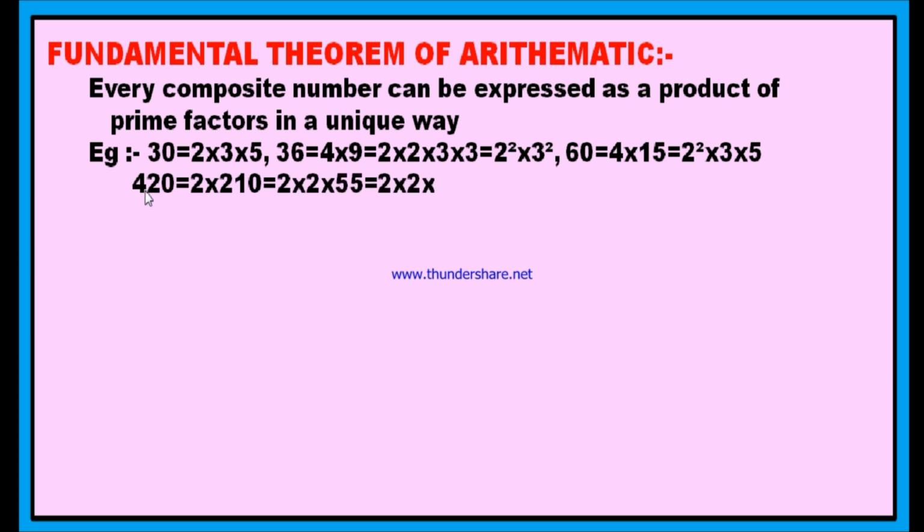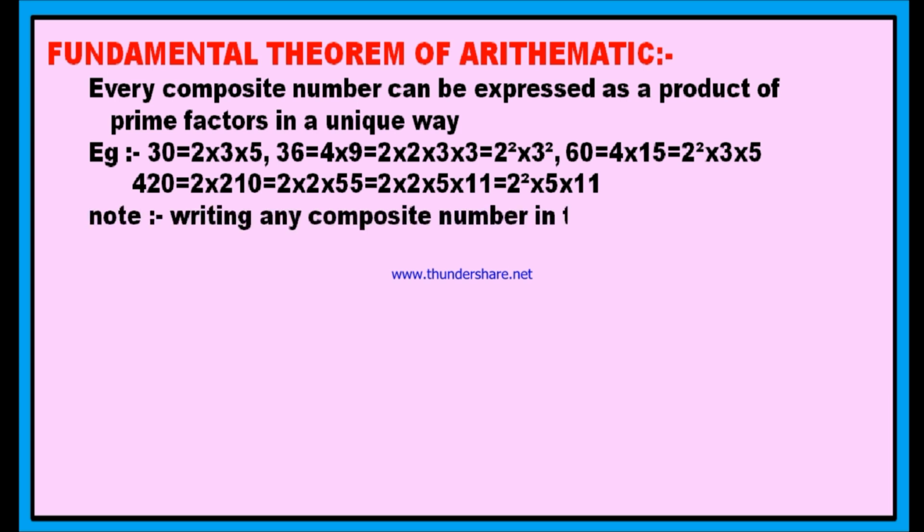Now go for another example, 420. You can write 420 as 2 into 210. Again you can split 210 as 2 into 105, and you can split this 105 as 5 into 21. Therefore, finally 420 is equal to 2 into 2 into 5 into 21. 2 into 2 is 2 square into 5 into 21. Therefore, 420 can be written as the product of prime factors as 2 square into 3 into 5 into 7. This is again a unique way. This is what is the fundamental theorem of arithmetic.